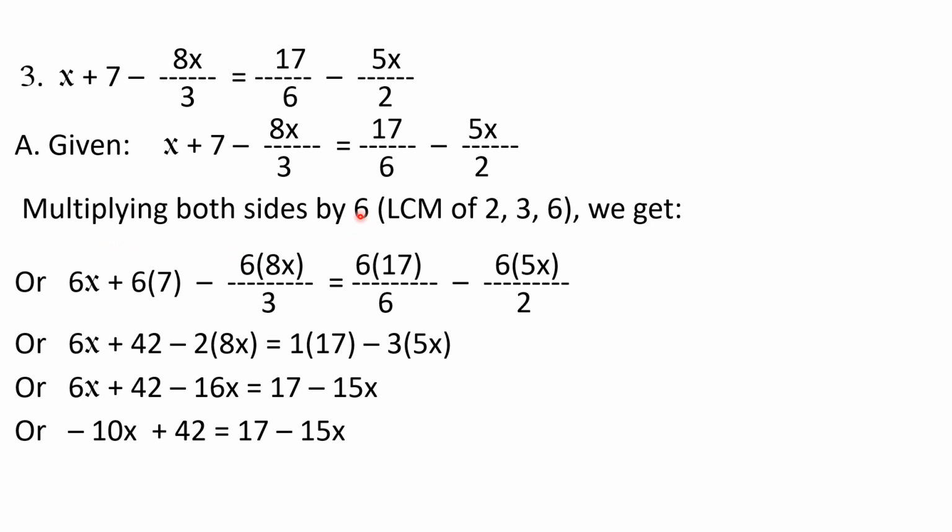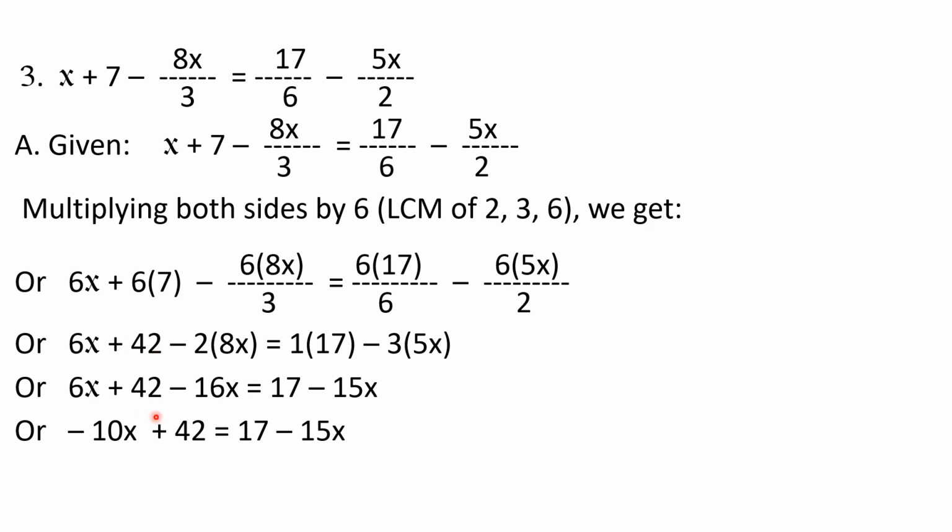So multiplying both sides by 6, which is the LCM of 2, 3 and 6, we get x into 6, 6x, 7 into 6, we write like this, minus this term, 6 into 8x by 3 is equal to 17 by 6 times 6, minus sign, so here 6 into 5x by 2. Now 6x plus 6 into 7, the 42, this minus sign, you divide 6 by 3, you get 2. So 2 into 8x is equal to, 6 and 6 cancel each other out. So we get 1 into 17 minus, you divide 6 by 2, you get 3. So 3 into 5x.